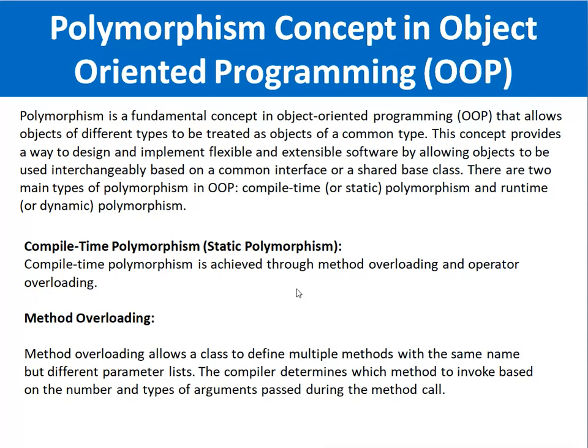Now polymorphism is basically a combination of two words. Poly means more than one, and morphism means shapes. So whenever we talk about polymorphism, we are basically saying that it allows objects of different types to be treated as an object of a common type, or simply you can say more than one behavior of an object. Now let me deep dive into it.